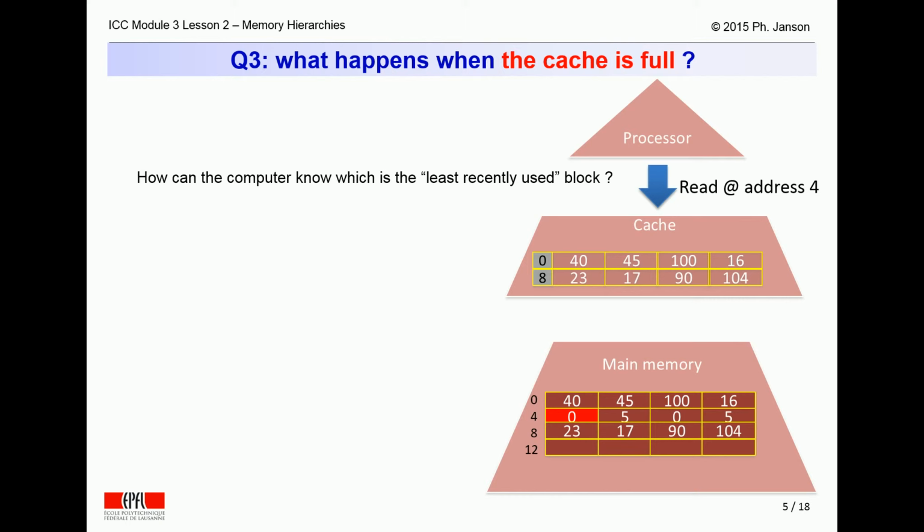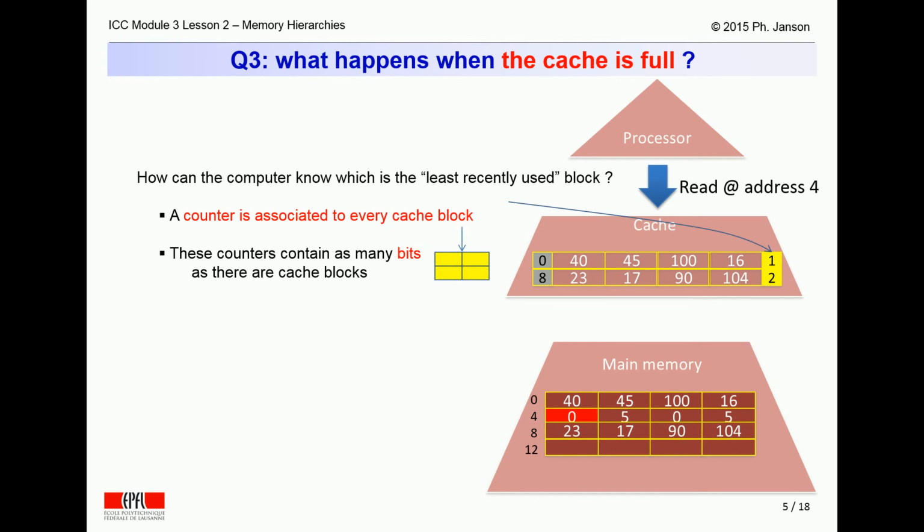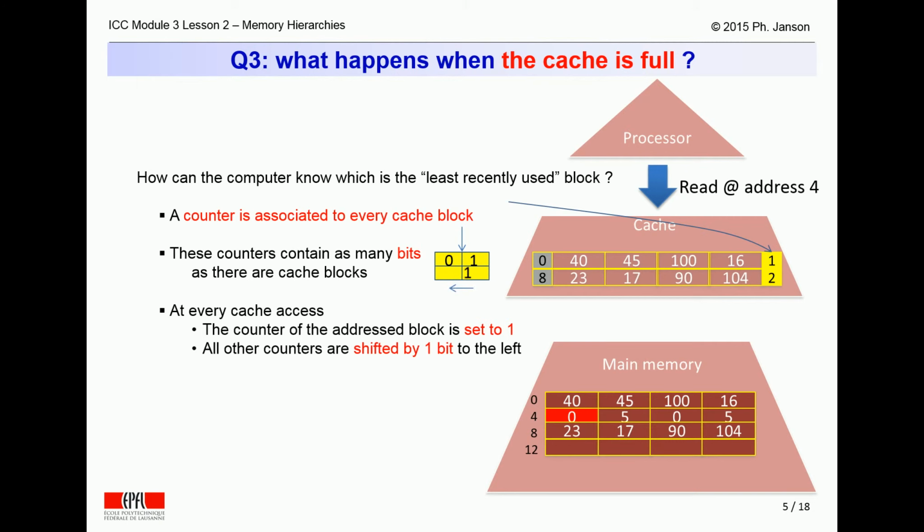The challenge is how the cache can know which one is the least recently used among all the blocks in the cache. To address this challenge, the cache needs to be equipped with some new extra hardware. Concretely, for every block in the cache, there is an additional register that contains as many bits as there are blocks in the cache. Every time the processor accesses the cache, the register of the block that is now being addressed is set to 1, and all other block registers are shifted by 1 to the left.